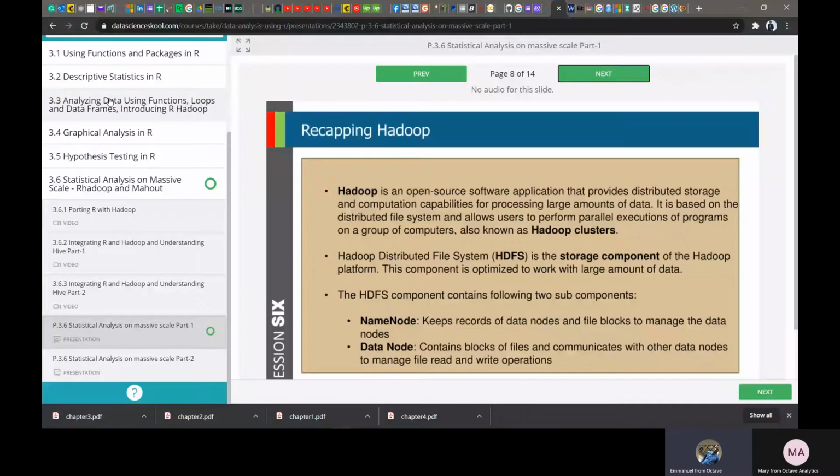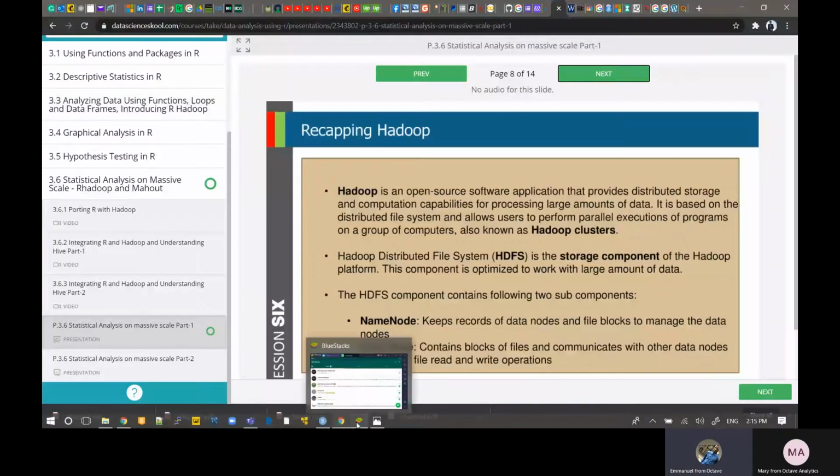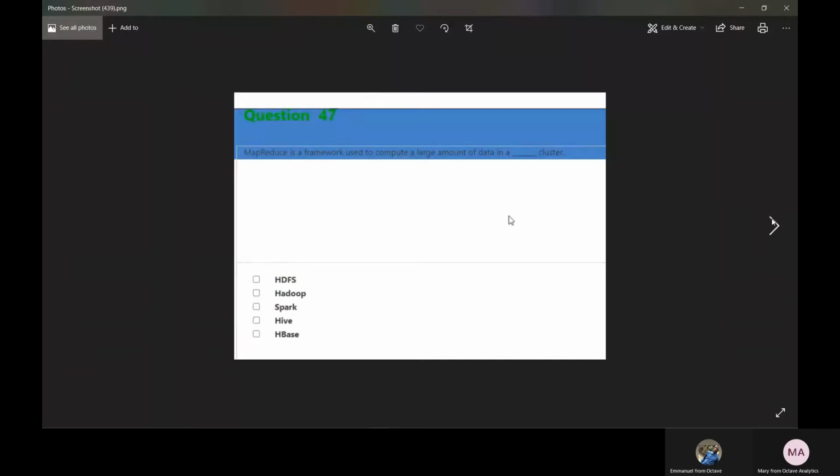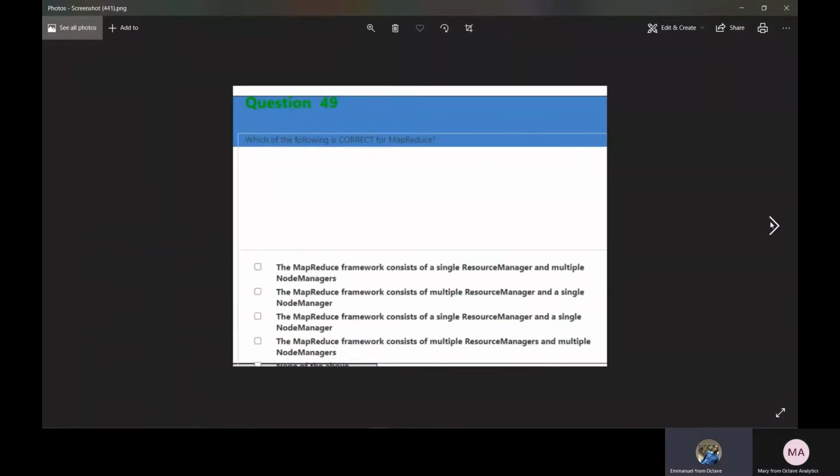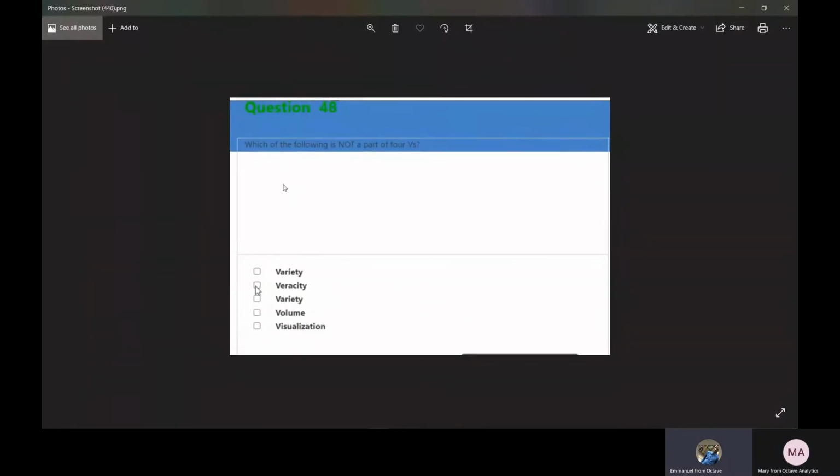Let me give you an instance of that kind of question. Which of the following is not part of the 4 V's? In your material, you have 3 V's, but veracity can also be included. The one that is not included is visualization.